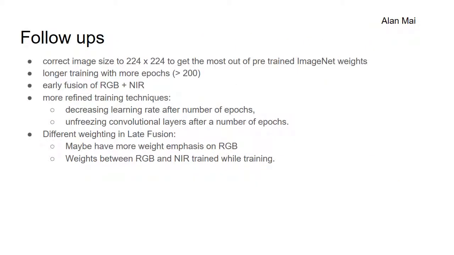For follow-ups, we could correct the image size to 224 by 224 to get the most out of the pre-trained ImageNet weights. We could train longer with more epochs. We could use early fusion with RGB and near infrared. We could use more refined training techniques such as decreasing the learning rate after a number of epochs, or unfreezing the convolutional layers after a number of epochs. Or we could use different weightings in late fusion, such as having more weight emphasis on RGB, or the weights between RGB and near infrared could be trained while training.